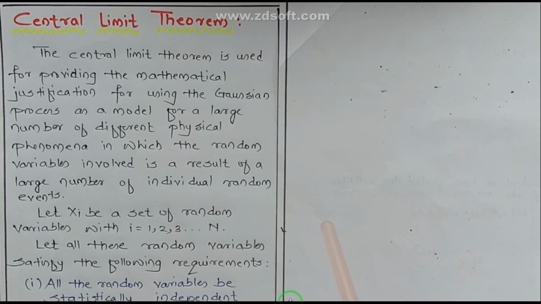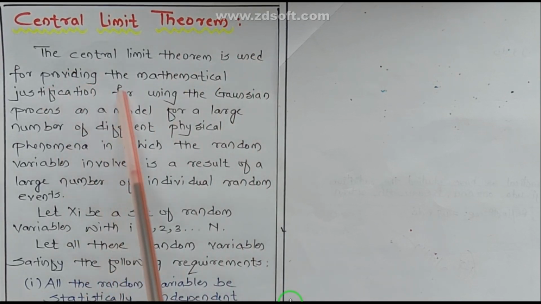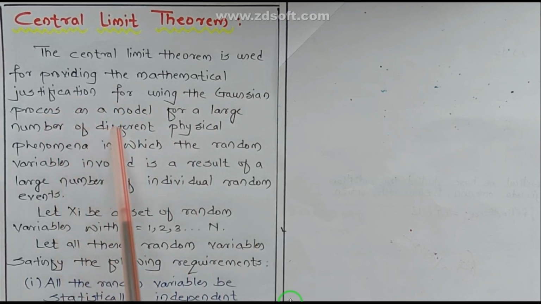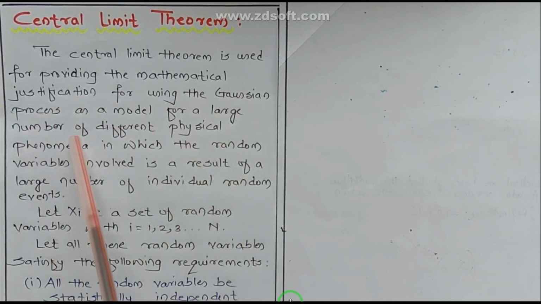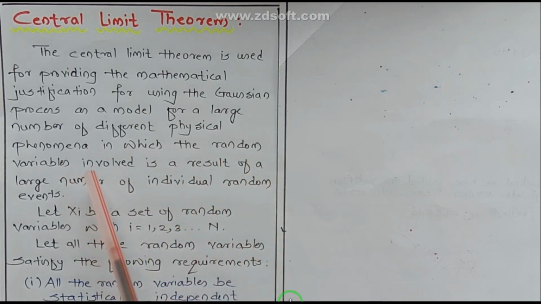So we can say that the central limit theorem is used for providing the mathematical justification for using the Gaussian process as a model for a large number of different physical phenomena in which the random variable involved is a result of a large number of individual random events.